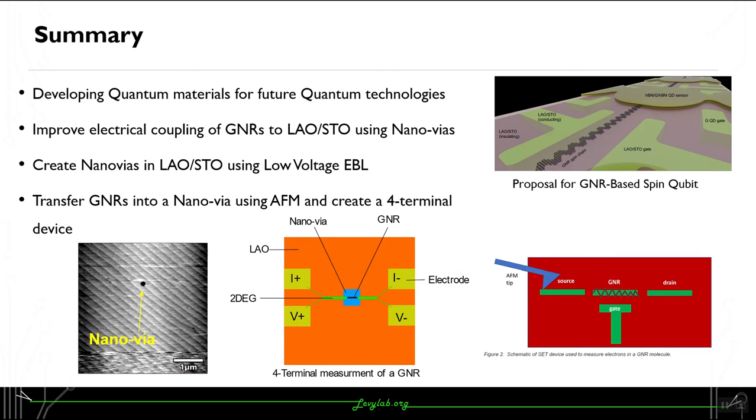To summarize, we are interested in realizing a new type of spin qubits based on graphene nanoribbons. We want to electronically couple GNRs to the LAO-STO conductive interface. We do that by creating nanovias in the lanthanum aluminate layer with low voltage EBL, and then transfer individual GNRs inside using atomic force microscopy and perform a 4-terminal GNR measurement, and in the future create a GNR SET.